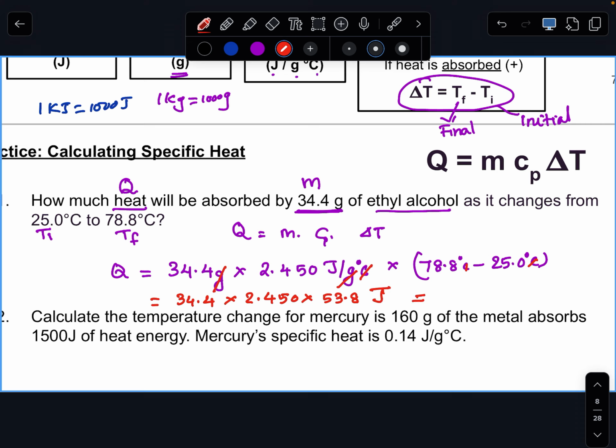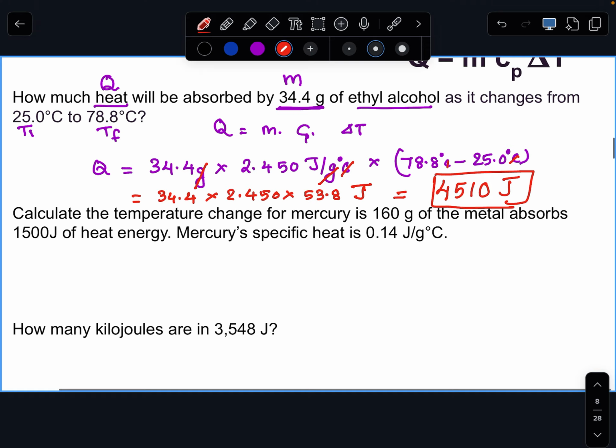So your answer is, and look at the sig figs. This one has 3, 4, 3, so we will write the answer in three digits. So you will get 4,510 joules. And since it is absorbing, it will be positive. You don't need to write the symbol, but you have to understand it is absorbing that much heat. So the answer is 4,510 joules.